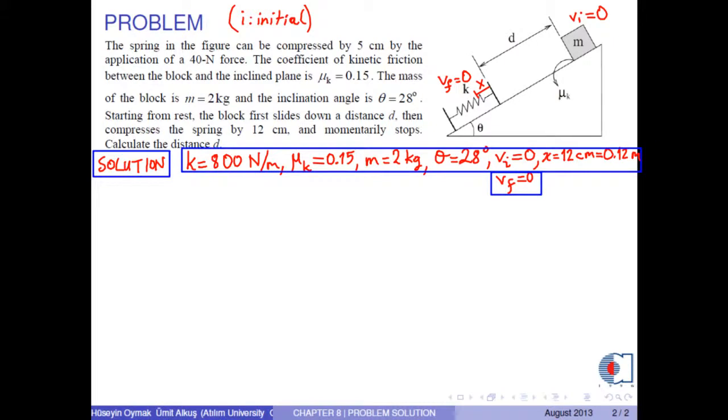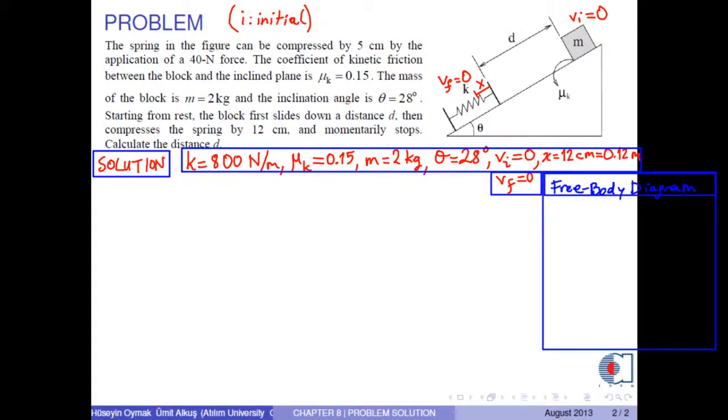In order to solve the problem, let us draw the free body diagram of mass m. The proper coordinate axis is as follows. We represent the block by a big dot. After that, we draw all the forces acting on the body. The gravitational force is a downward force of magnitude m times g. Now it is convenient to decompose this force on the x and y axis.